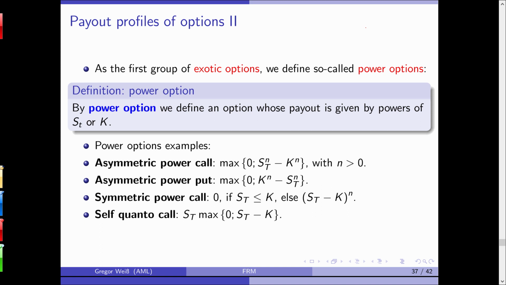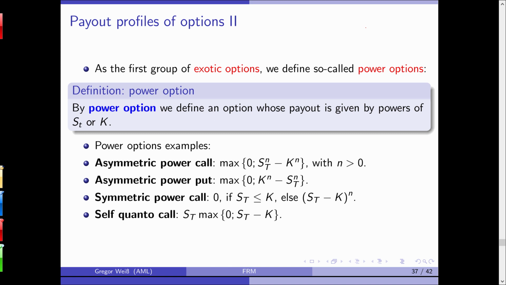Let's now turn to the first set of exotic options. Exotische Optionen. Exoten. What are exotic options? A power option, for example. A power option is an option whose payout is given by powers of T, ST, or K. So, for example, we can use this asymmetric power call, which is the maximum of 0, ST taken to the nth power, minus K taken to the nth power. And this means that you're not just earning the simple difference between the stock price and the strike price, but you have to take it to the nth power.